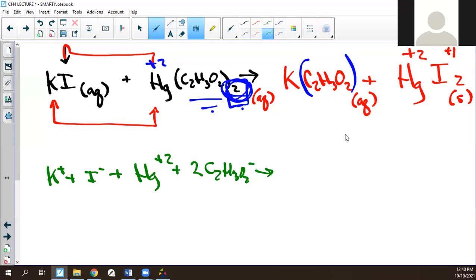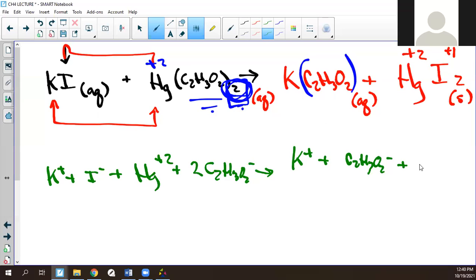I can balance it first, or I can balance the net. At the bare minimum, you have to balance the net ionic equation. You can balance the top and the middle, but the bottom one's the only one required. And the bottom one's shorter, so I usually just wait until then. All right, then I have my K+ and C2H3O2-, and right there you're like, wait, that's out of balance. I know that, we'll figure it out.